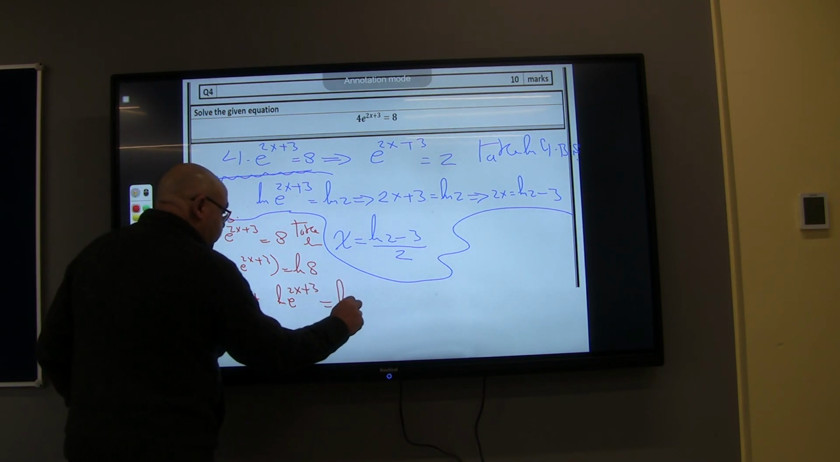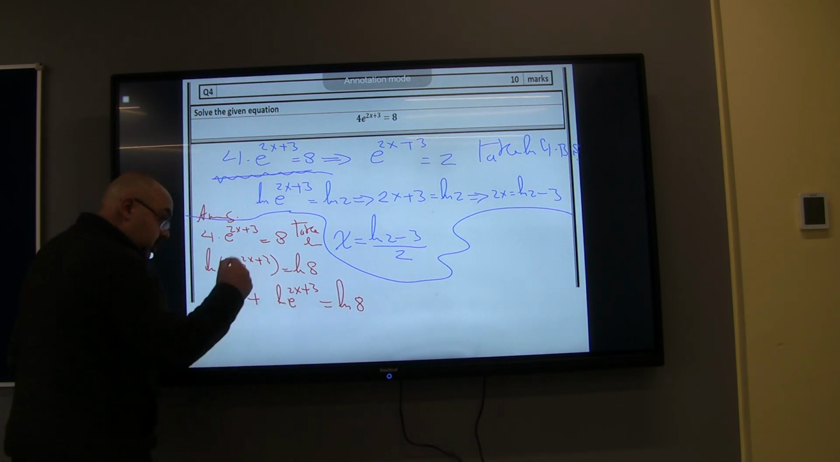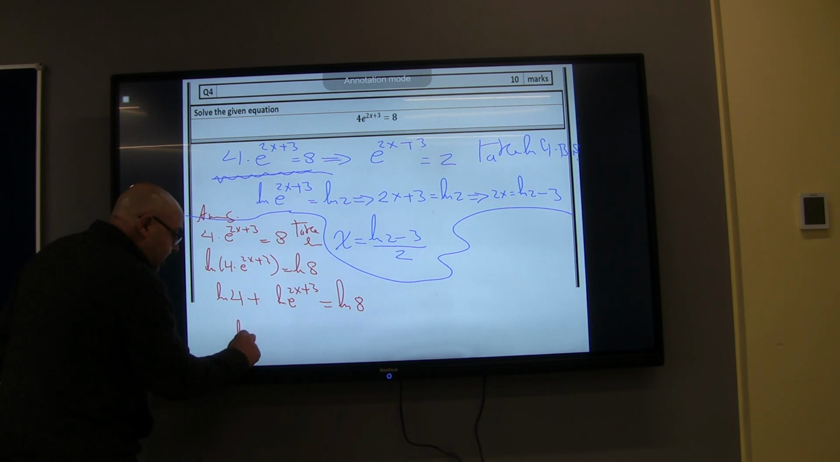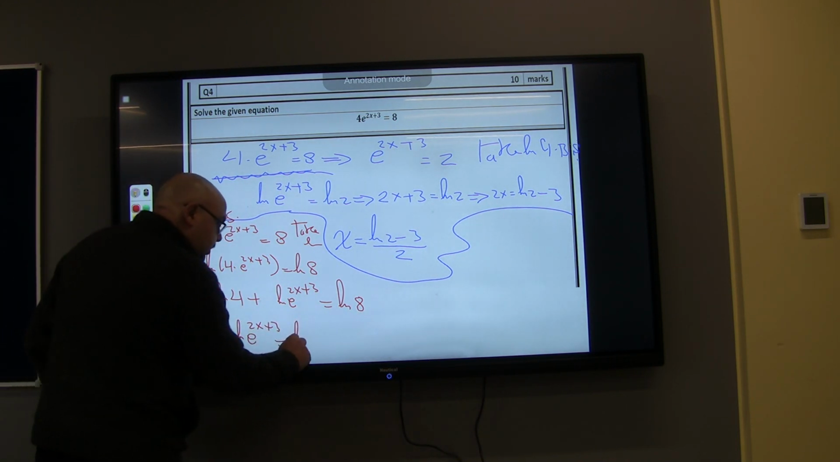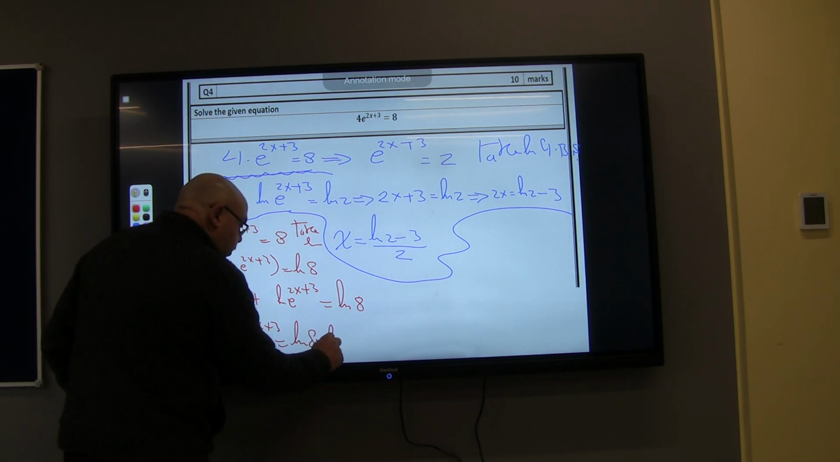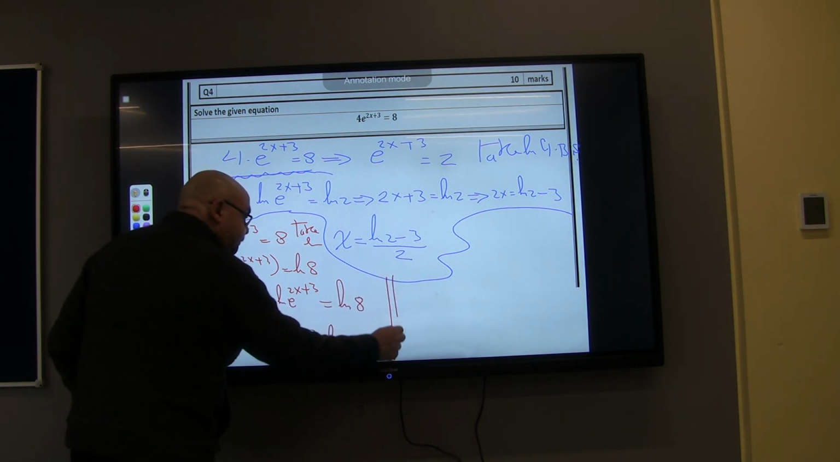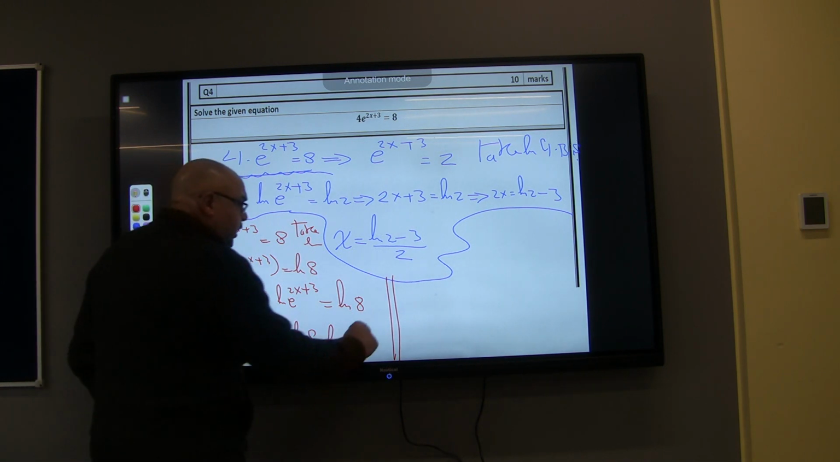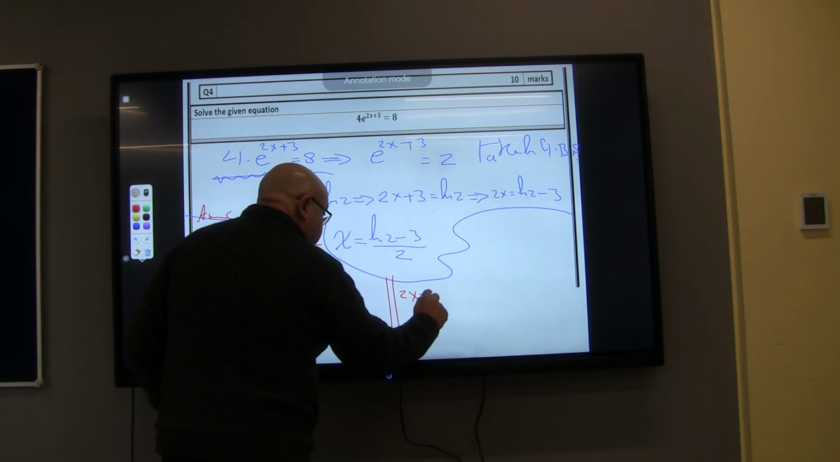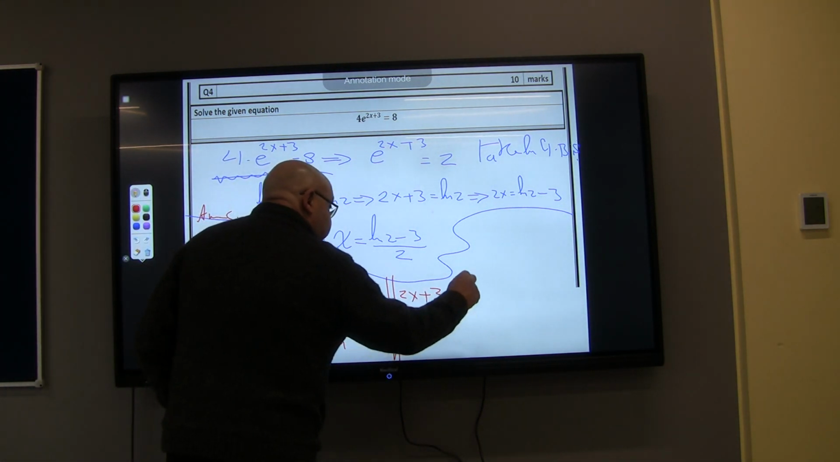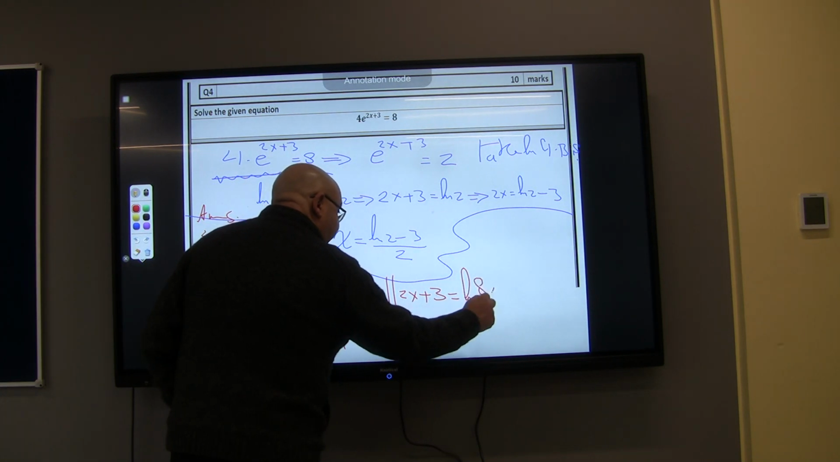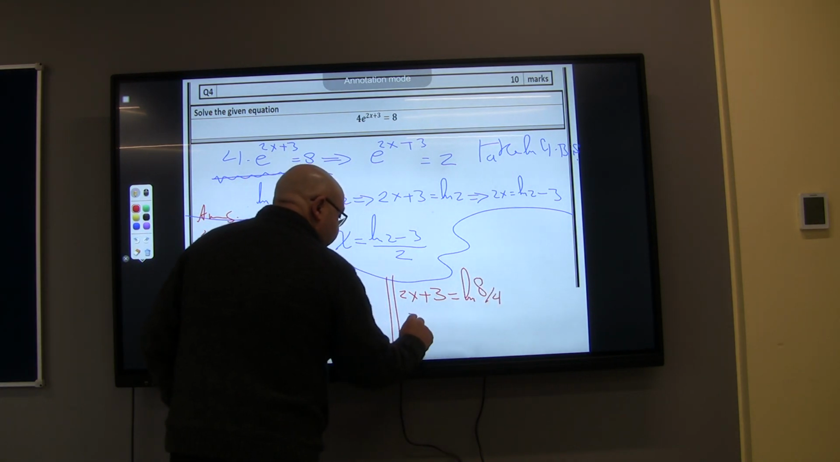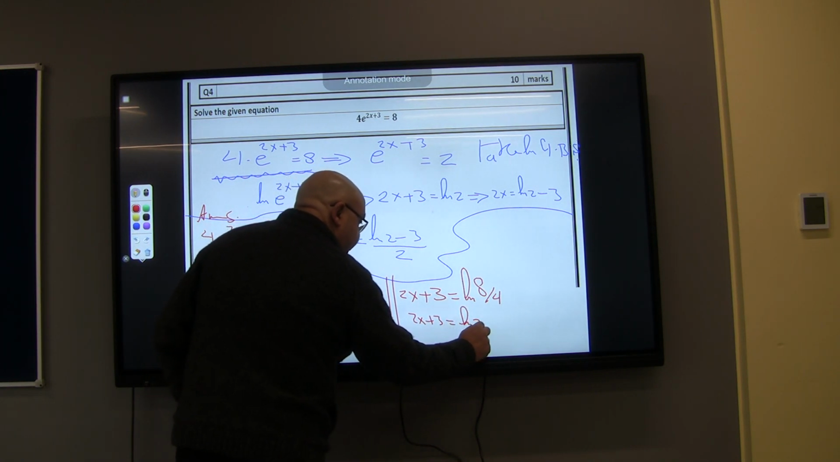That's going to equal ln 8, which is going to deliver ln e to the power of 2x plus 3, which is going to lead to ln 8 minus ln 4. This way you will have 2x plus 3, which is going to equal ln of 8 over 4. That's 2x plus 3 is going to equal ln 2.